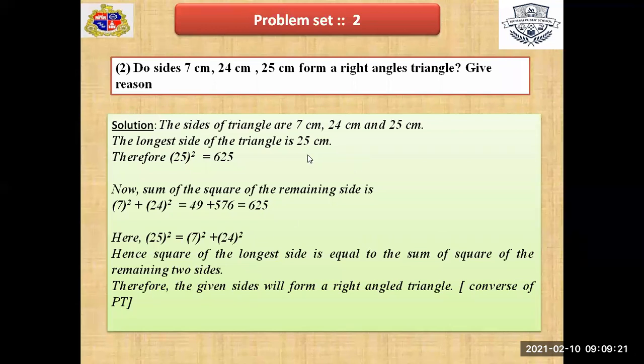Okay, students, very simple. First, you have to find the square of the largest, then find the squares of the remaining sides and add them. If you get the square of the longest side equal to the sum of the squares of the remaining 2, then it forms a right angle triangle.